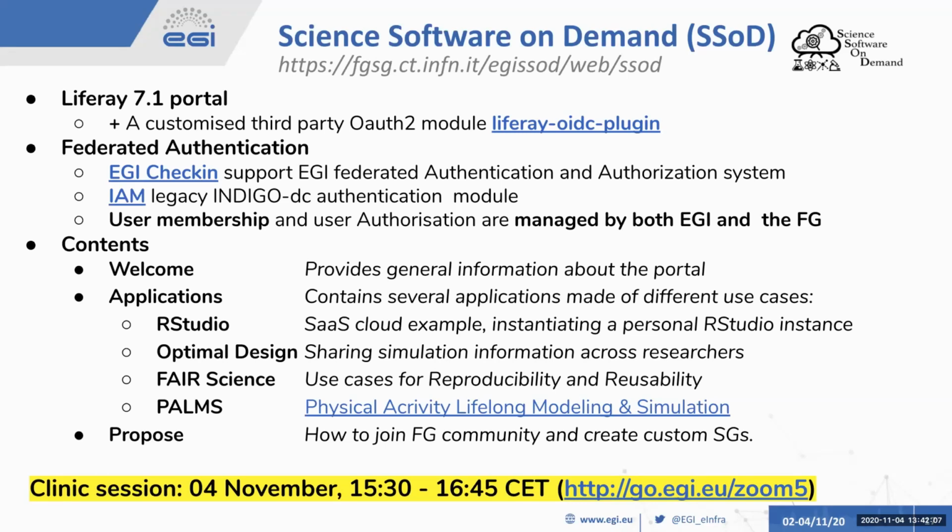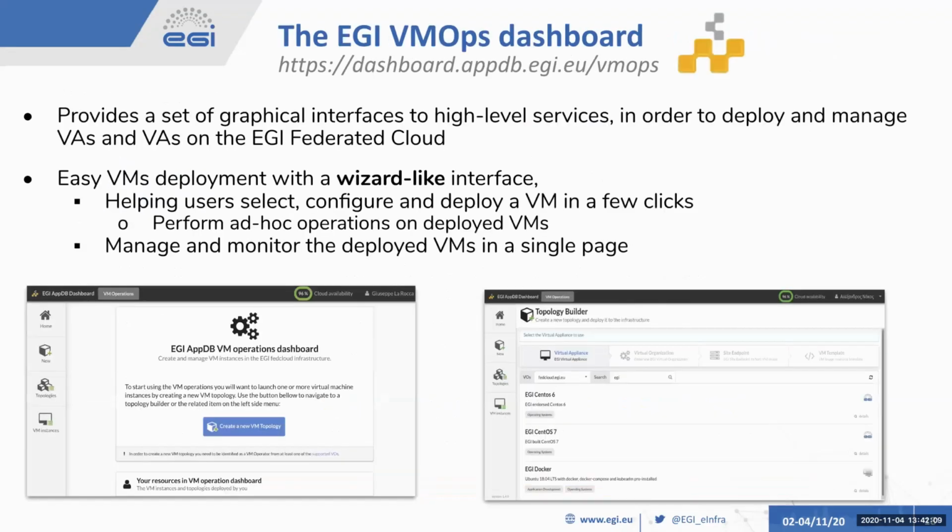The EGI VMOps dashboard, I think, is one of the solutions which has been available for a couple of years now. The overall goal of this dashboard is to offer the possibility to deploy VM topologies on different infrastructures. So far, topologies are deployed on a single cloud provider, so there is no possibility to have a hybrid topology where virtual machines are started on different providers.